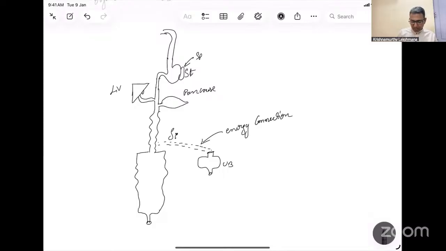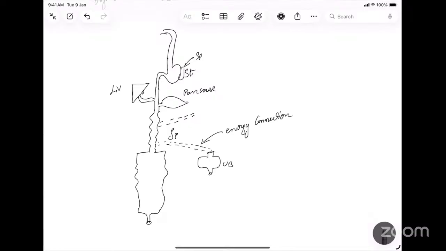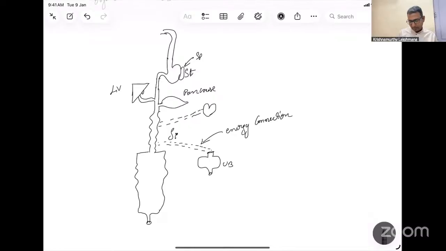So SI is linked to UB according to the organ clock cycle. Yes. SI to UB, and heart is the paired organ of SI.